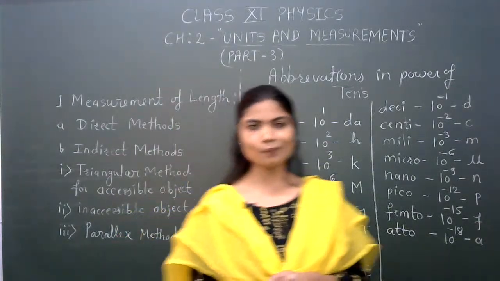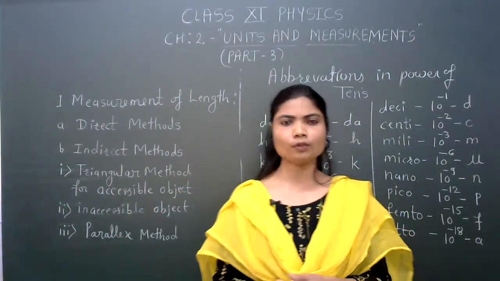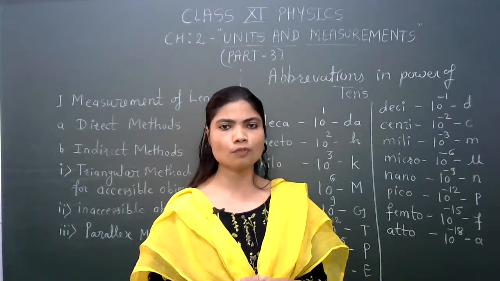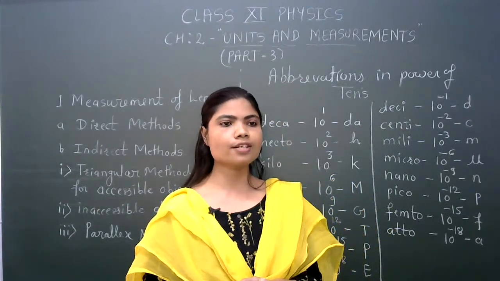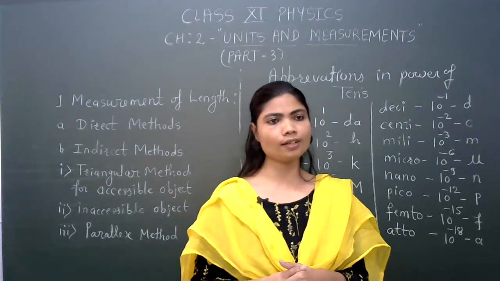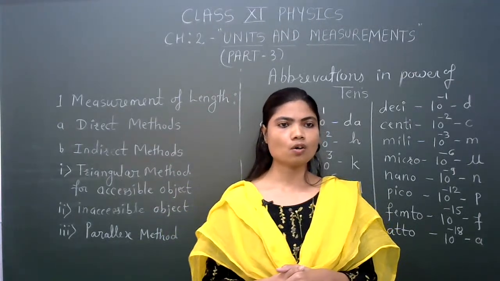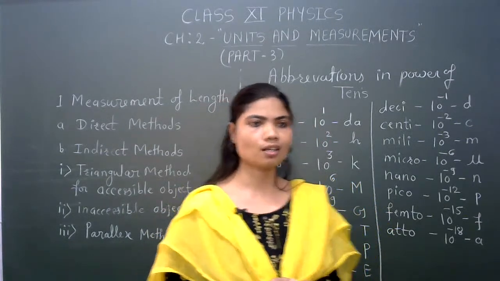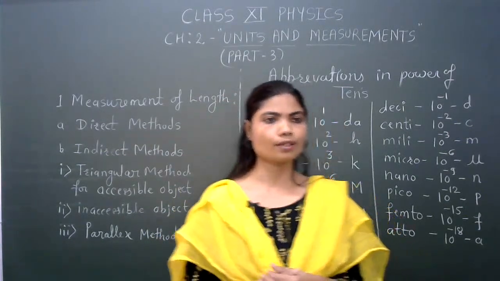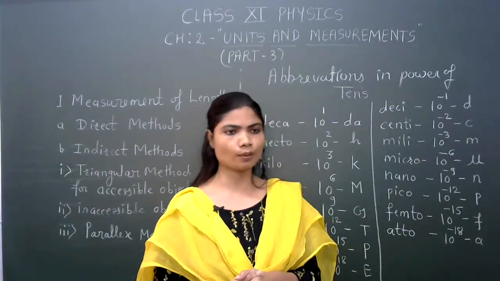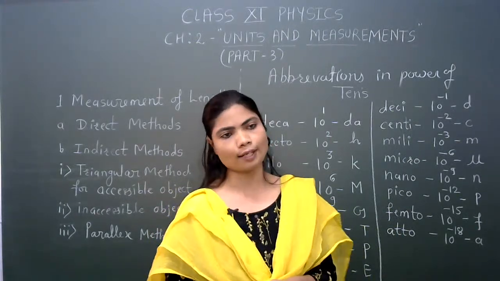Atto, it will be little, not that auto with which the three-wheeler we are moving, right? Atto is denoted by small a. 10 to the power minus 18. Very good. Adyan Sharma, very good. 10 to the power minus 18. Very good. And denoted by small a, right?